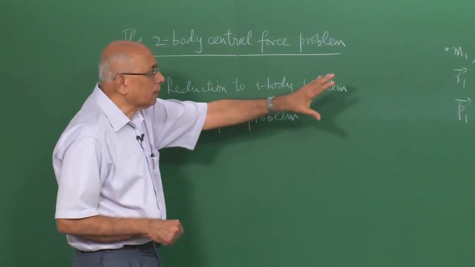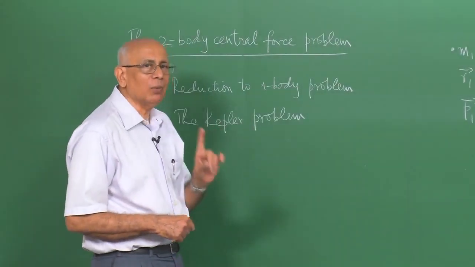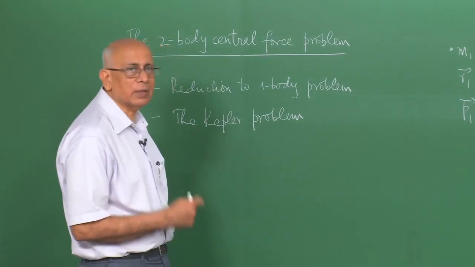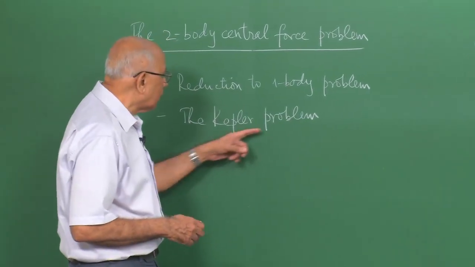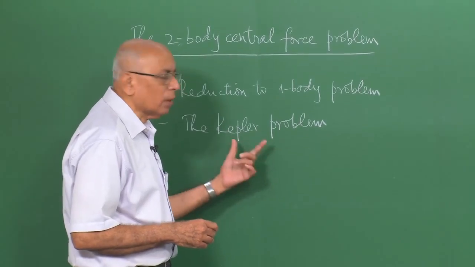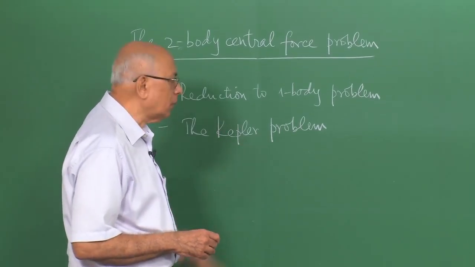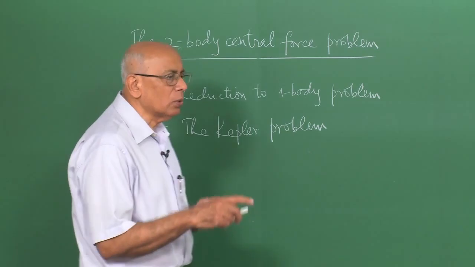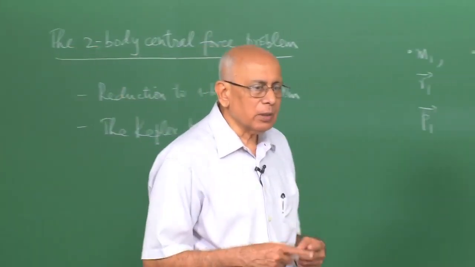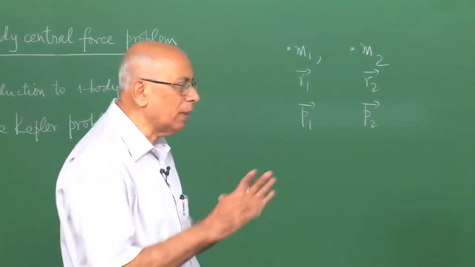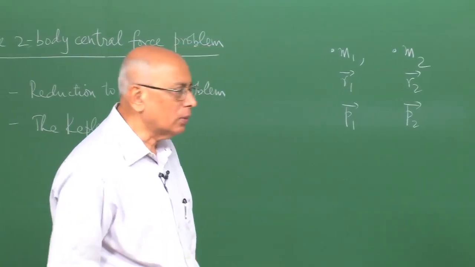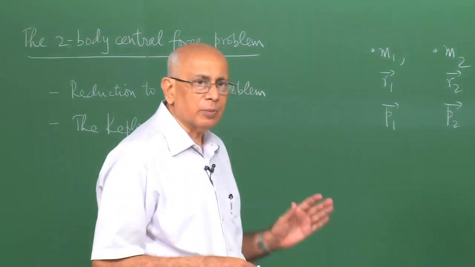So after showing that this two body problem is essentially a one body problem in a certain specific sense, I will show that in the case of the Kepler problem, namely the gravitational force between two particles, this leads to orbits, the very familiar Kepler's laws of motion and so on. So this will be our goal, to try to understand how this happens starting from first principles.